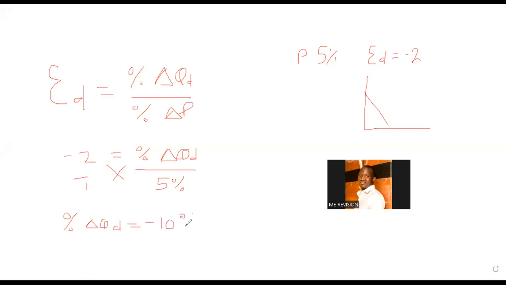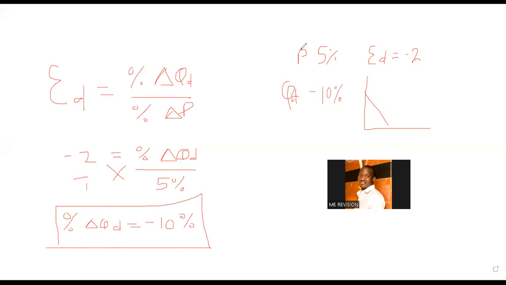So examiners will use this definition of elasticity to explain. The answer therefore will be that a 5% increase in price will result in a 10% decrease in quantity demanded. Note that the negative means a decrease.